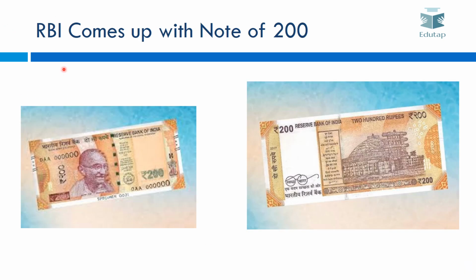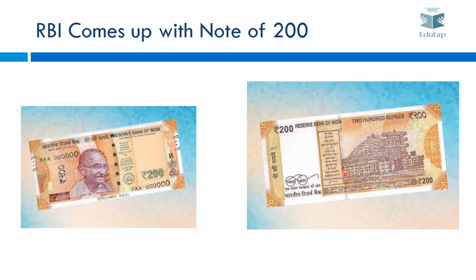Another important development is that RBI has come up with a note of 200 which is yellow in color. The front of the note has a portrait of Mahatma Gandhi. It also has an Ashoka pillar emblem on the right hand side. It also has numerals increasing in size. Here you can see 000 increasing in size, and here also.